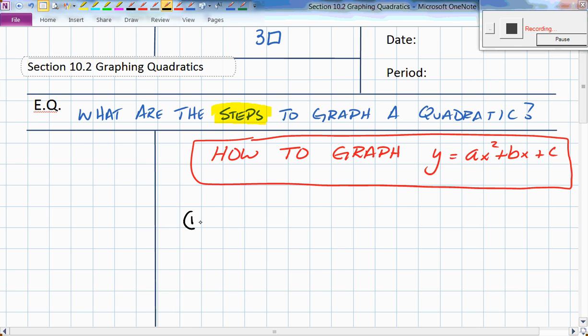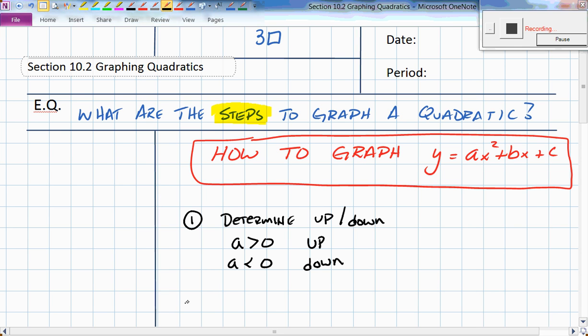So step number 1, first thing that we're going to do is determine if it opens up or down. And how do you know if it opens up or down? What do you look at? The a, right. So if a is greater than 0, what does that tell you? It opens up. If a is less than 0, what does that tell you? It opens down. Very good. Okay, so we got that part down. Determine if up or down, and we're good to go.